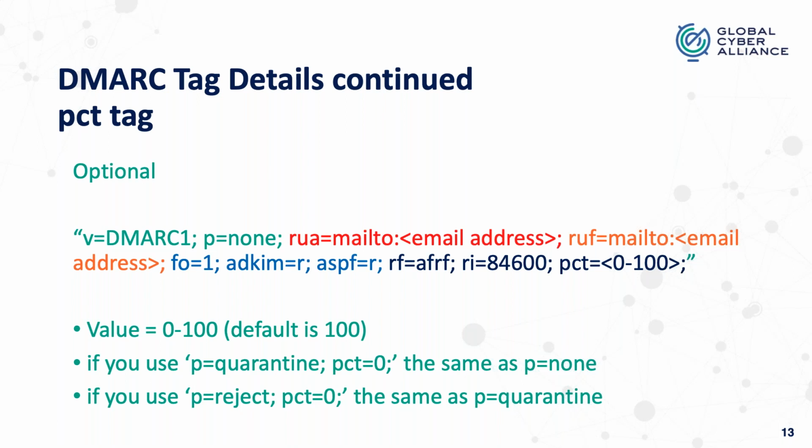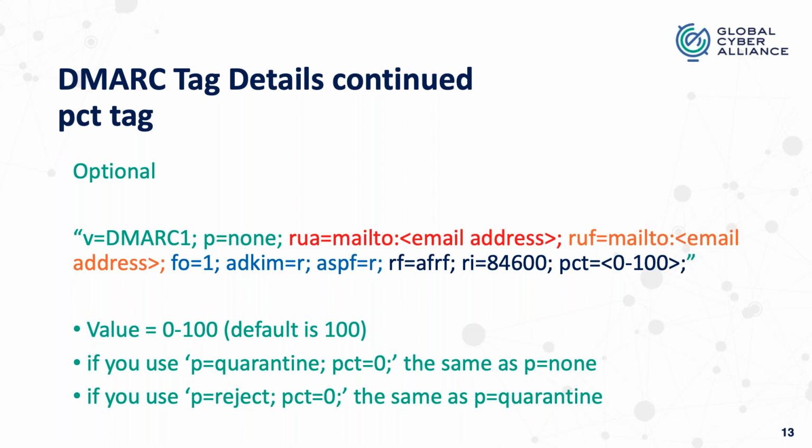So how do you define which messages are the ones that are being impacted? You can't. If you put in PCT equals 50, that means 50% of the messages are going to be impacted by the DMARC policy. The other 50% are not going to be impacted, but you don't know which ones. Typically, as long as they're coming from your environment and your SPF and everything is set up correctly, they should be impacted by the policy. But again, you don't have control over that. So it's up to you if you want to use it.